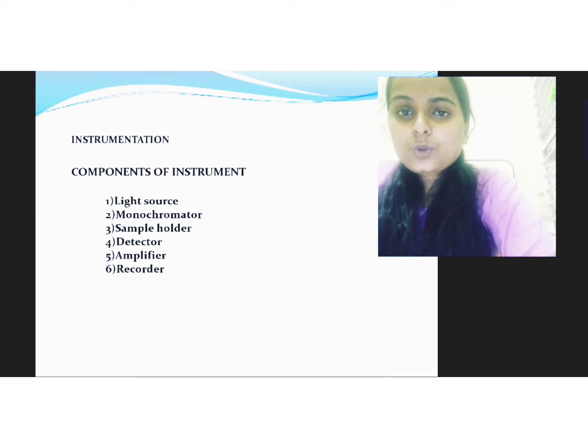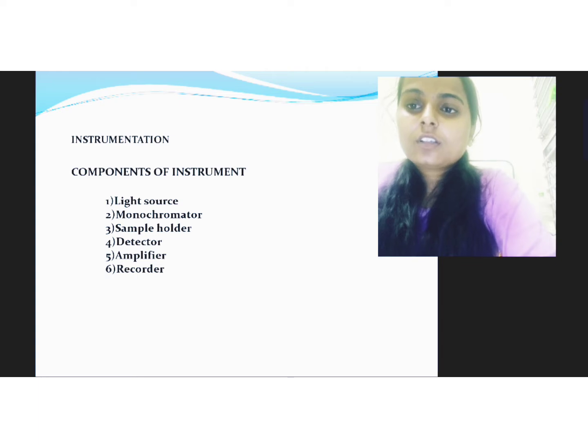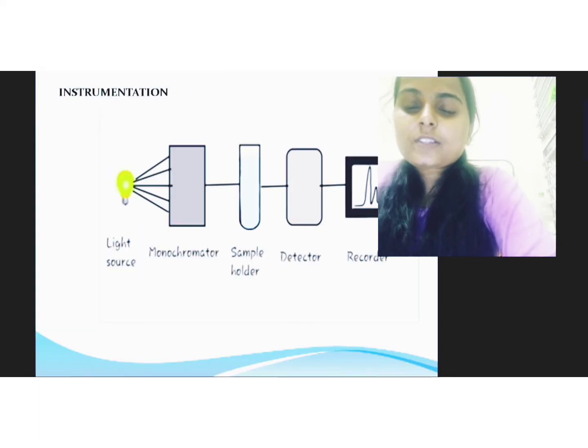So now let us know the components of the instrument. First one is light source, monochromator, sample holder, detector, amplifier and recorder. So this is the schematic representation of the UV spectroscopy. First we have light source, monochromator, sample holder, detector and recorder.